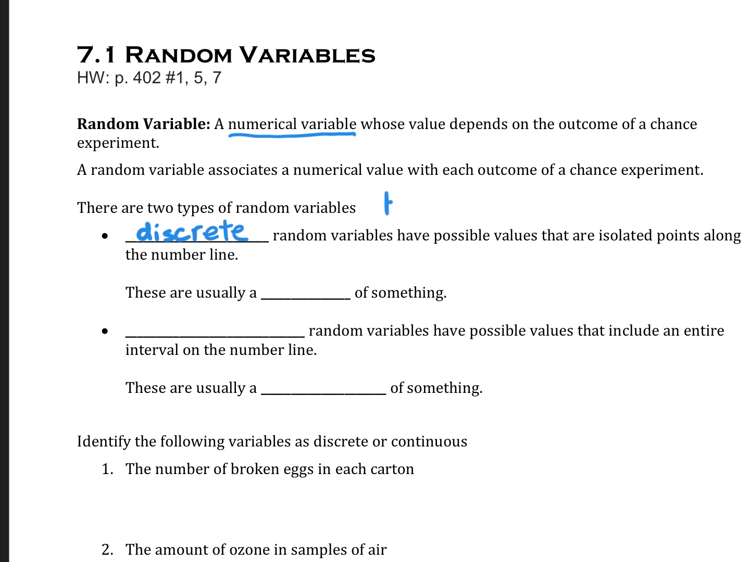So imagine you have a number line that contains reasonable values. If the variable is discrete, then it can only fall at certain isolated points along that number line. It cannot fall in between those values. And typically, the way you find the value of a discrete variable is by counting.